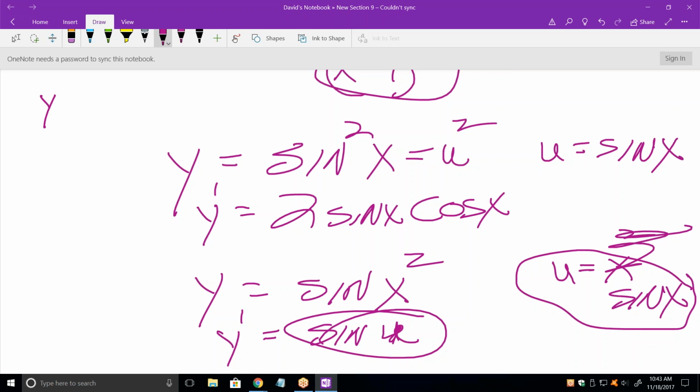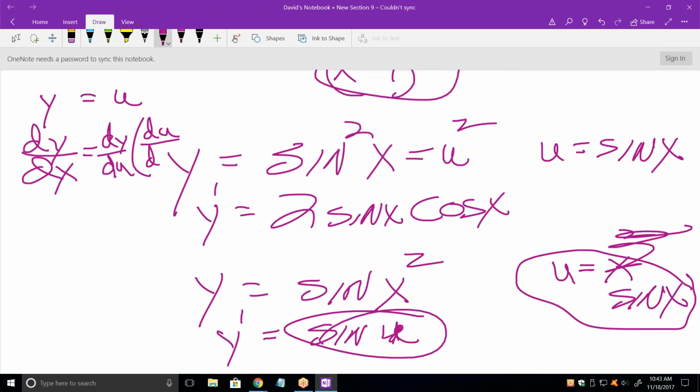If I have y equals u, well, and I want dy dx, I can't take it directly. U is not x. But one thing I can do is I can take dy du, that's the derivative of the outside, times the derivative of the inside, which is du dx. And notice the du's cancel and I'm left with dy dx. Yeah. That's the whole concept of the chain rule, is this is really what you're doing.